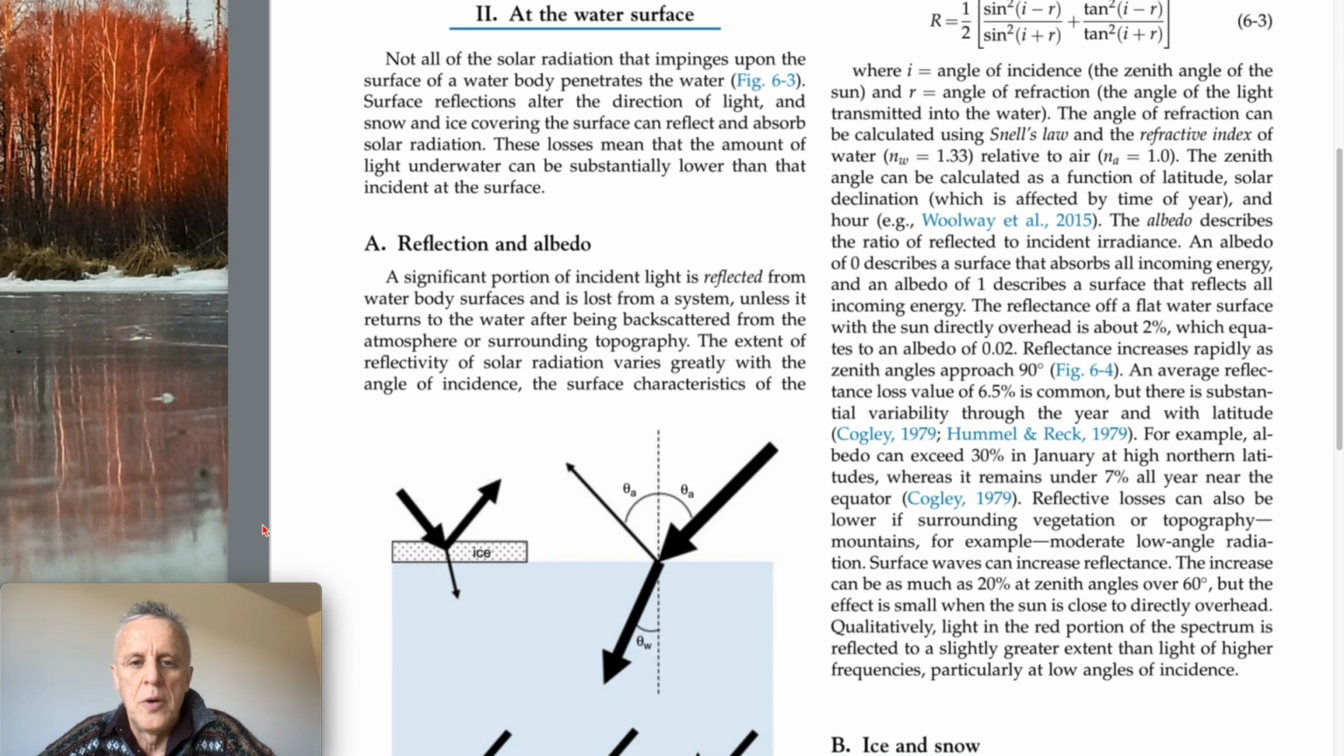Good day, everyone. We're reviewing Wetzel's Limnology textbook, this is edition number 4, and we're on chapter 6, where we are reviewing light in inland waters, and more specifically, we are in subchapter 2, at the water surface.